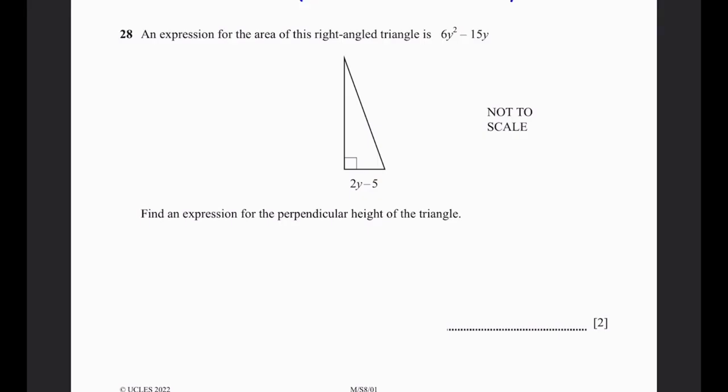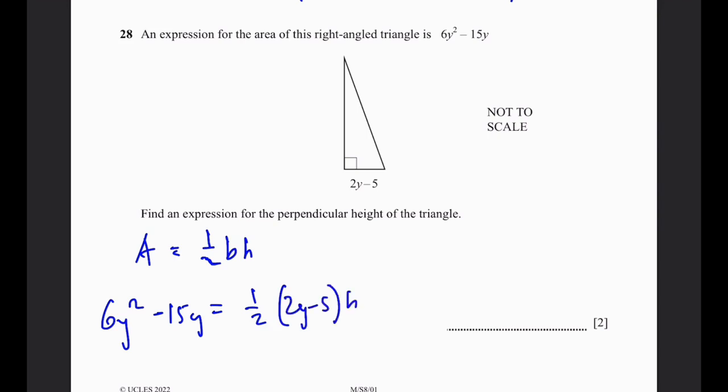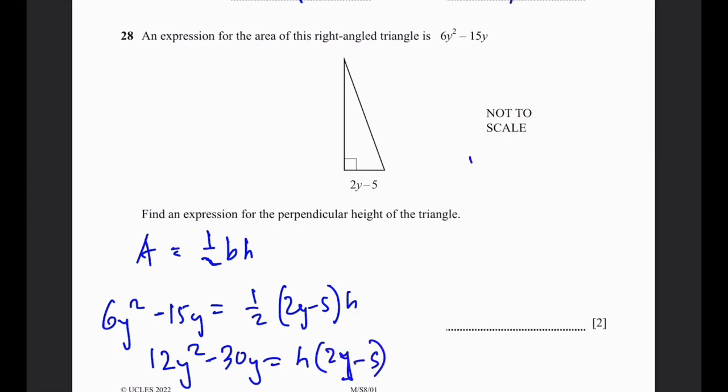Question 28. An expression for the area of this right angle triangle is 6y squared minus 15y. Find an expression for the perpendicular height of the triangle, which is this height. Well, we know that the area is equal to half times base times height. That means 6y squared minus 15y is equal to half times 2y minus 5 times height. So bring half to the other side. That means you multiply by 2. So 12y squared minus 30y equals h times 2y minus 5. And that's why h is equal to 12y squared minus 30y divided by 2y minus 5.